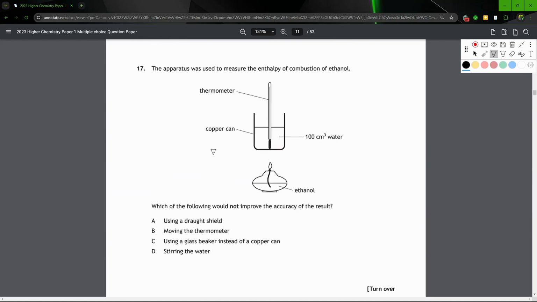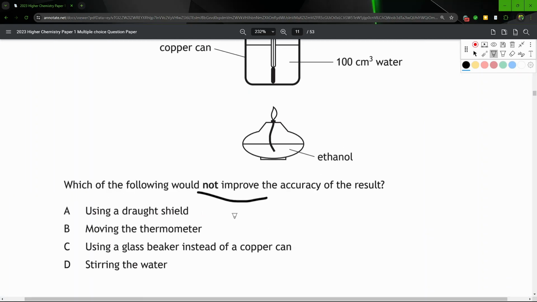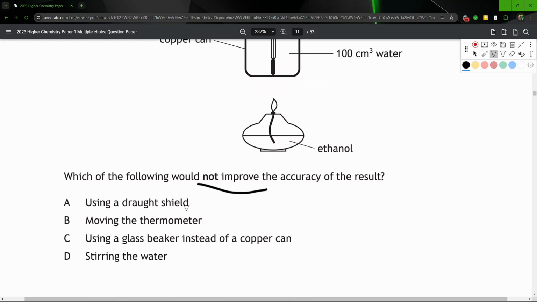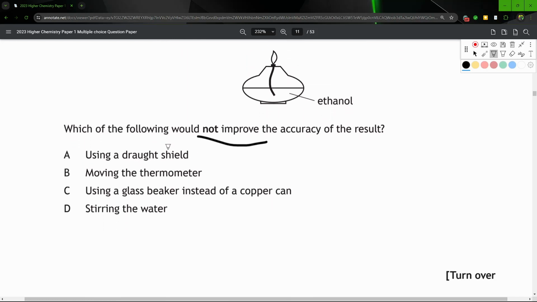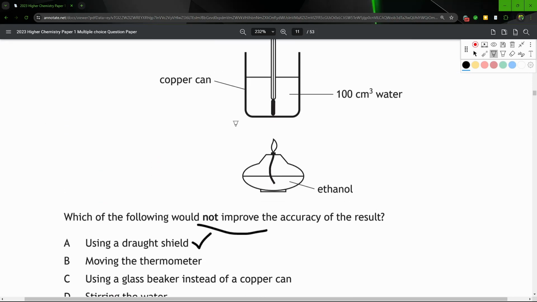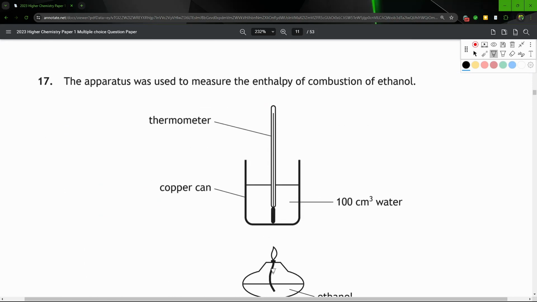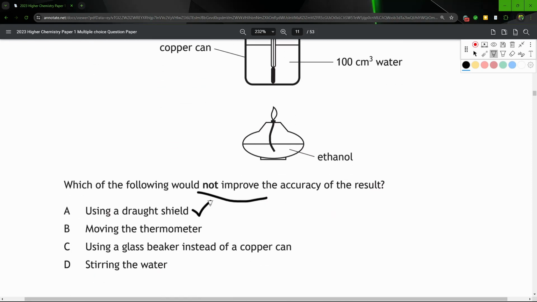Number 17, the apparatus was used to measure the enthalpy of combustion of ethanol. We've got a thermometer, a copper can, 100 cubic centimeters of water. Which of the following would not improve the accuracy of the result? So you're looking for stuff that you would not want to do. Using a draught shield is a good idea, because it would stop the energy radiating into the environment as much.